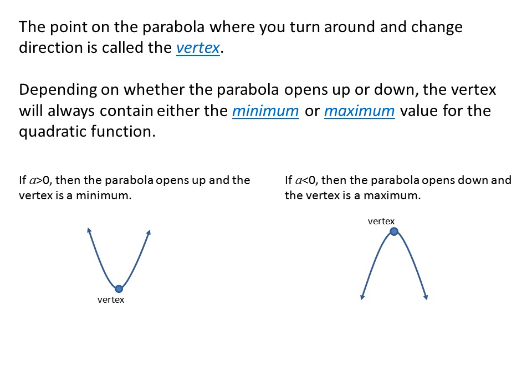The point on the parabola where you turn around and change direction is called the vertex. Depending on whether the parabola opens up or down, the vertex will always contain either the minimum or maximum value for the quadratic function. If a is greater than 0, we said that the parabola would then open up, and that would make the vertex the minimum point on the graph of the quadratic function. If a is less than 0, then the parabola opens down, and it makes our vertex the maximum value on the graph of the quadratic function.